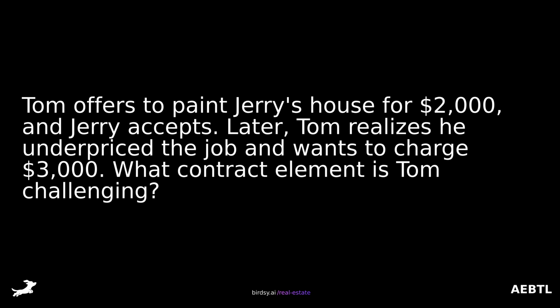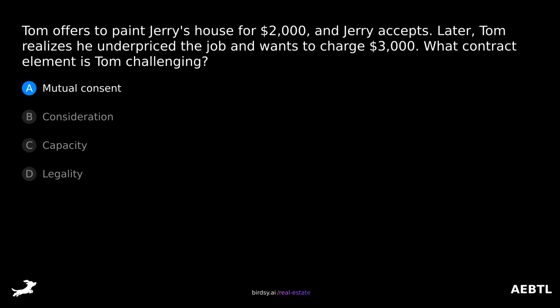Tom offers to paint Jerry's house for $2,000, and Jerry accepts. Later, Tom realizes he underpriced the job and wants to charge $3,000. What contract element is Tom challenging? Is it A, mutual consent, B, consideration, C, capacity, or D, legality?